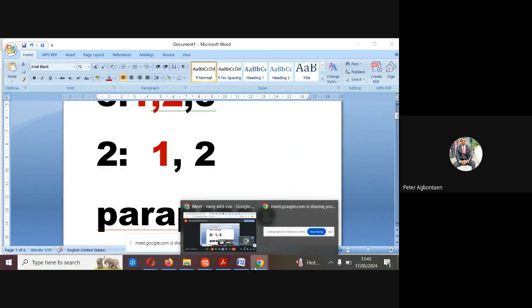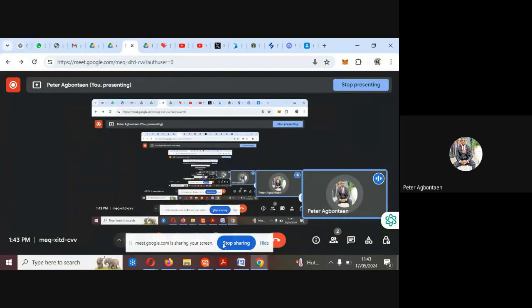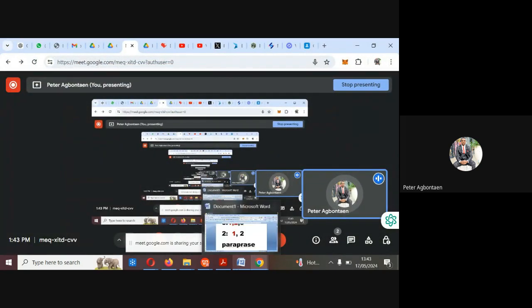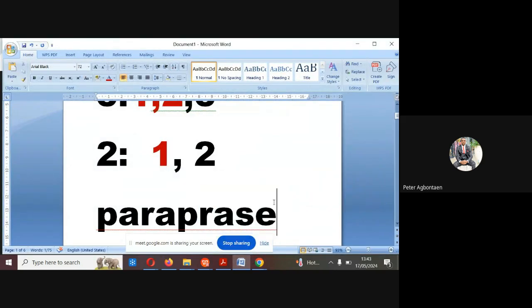To paraphrase means to say exactly the same thing in another way. That's the meaning of the word paraphrase. It means to say the same thing in another way. It means to express and convey essentially the same idea in a different form.